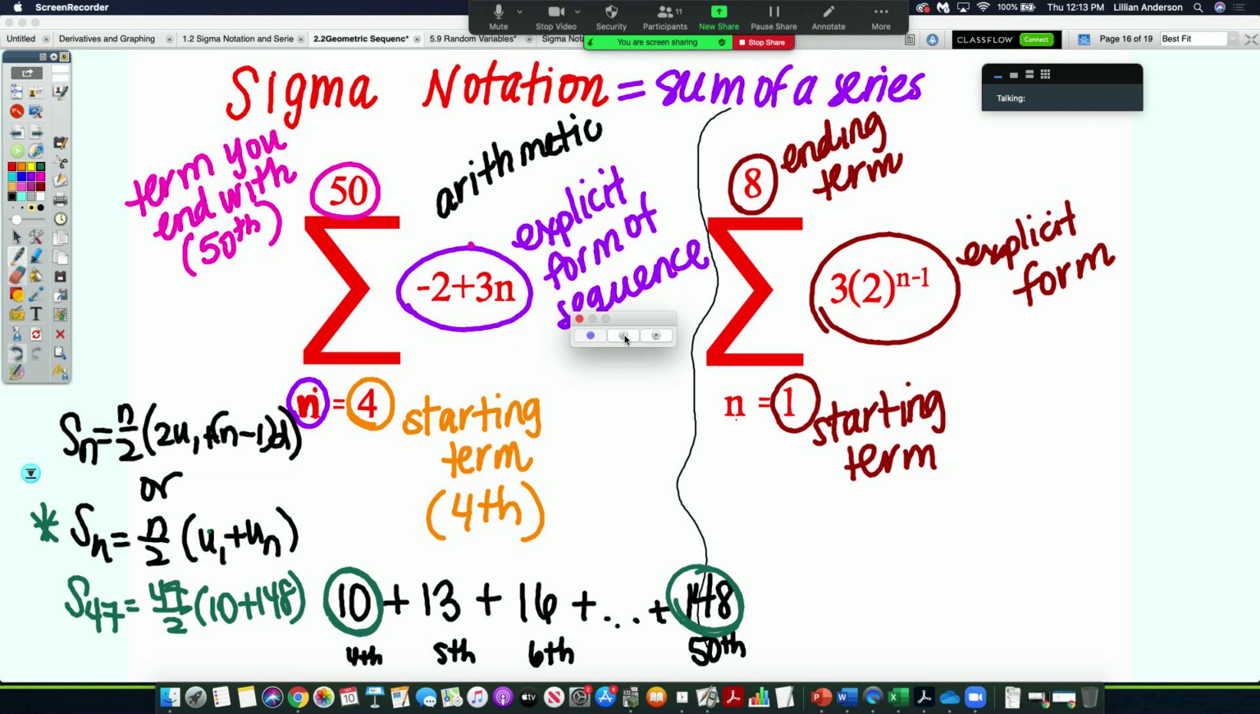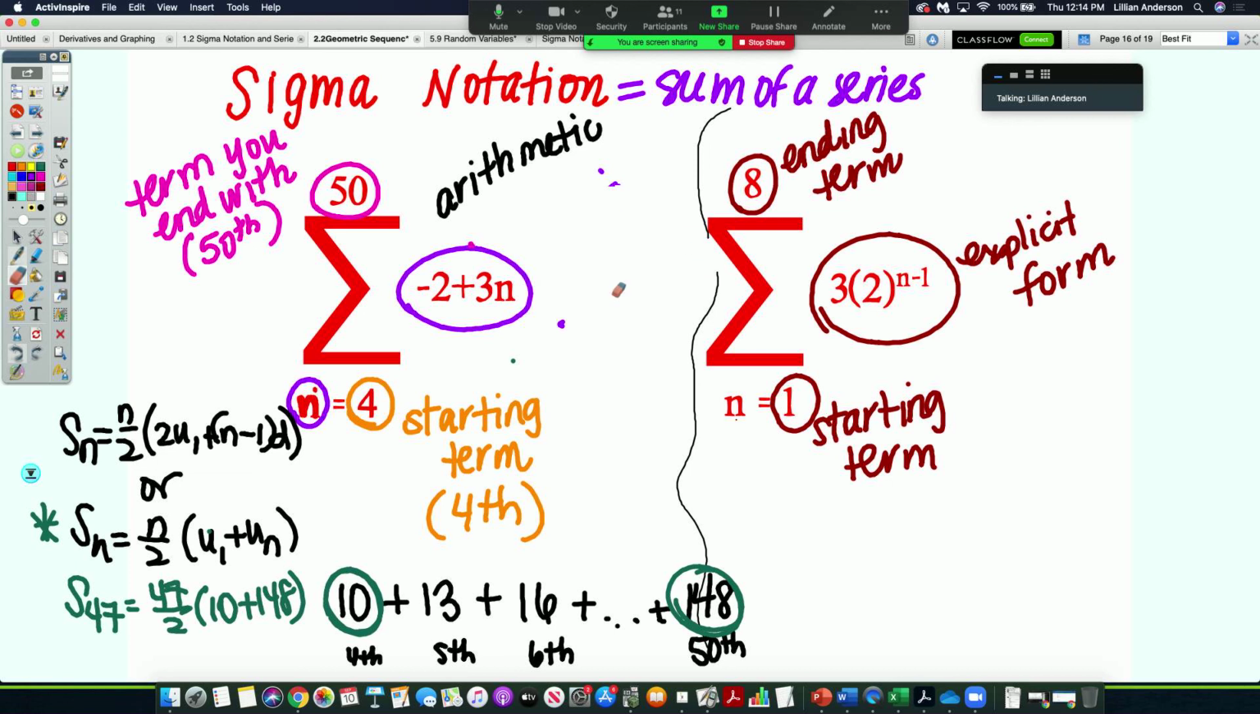Confirmation from a different student? That's what I got too. 3713. So my sum for this particular sequence, from my 4th term to my 50th term, is 3713.